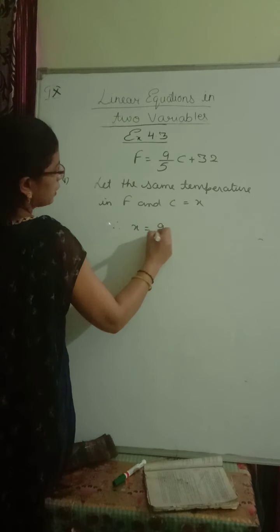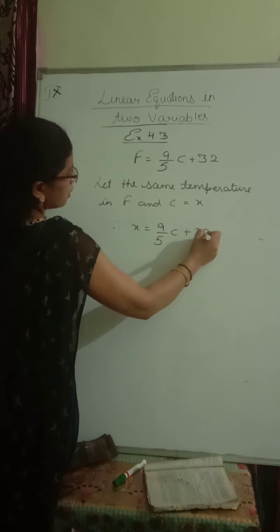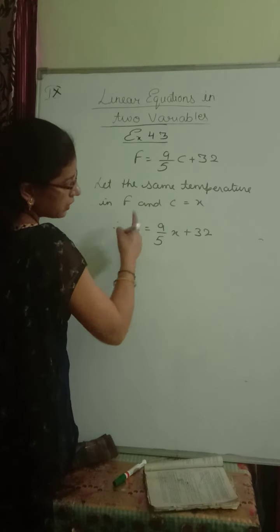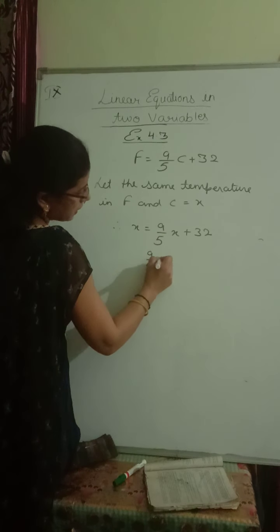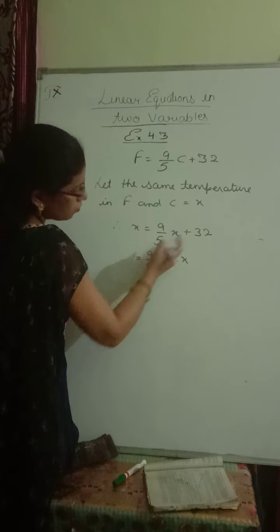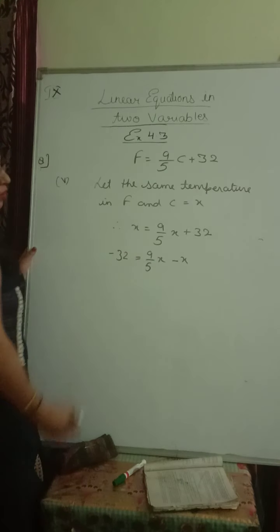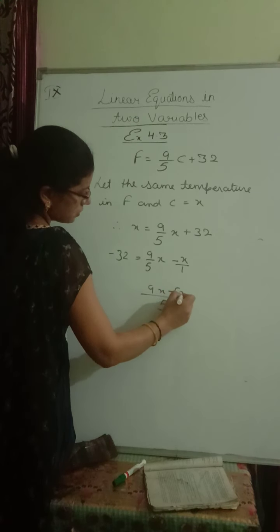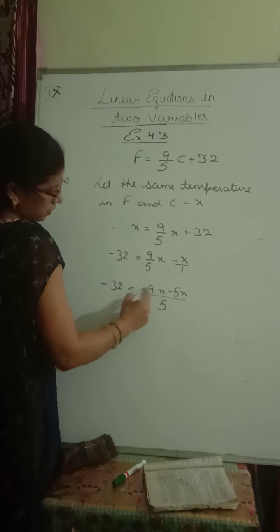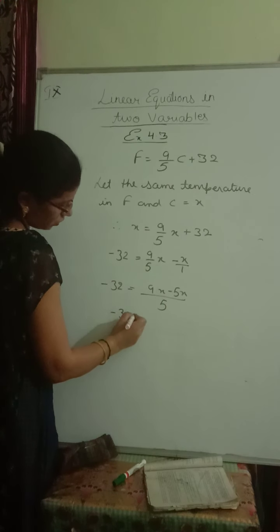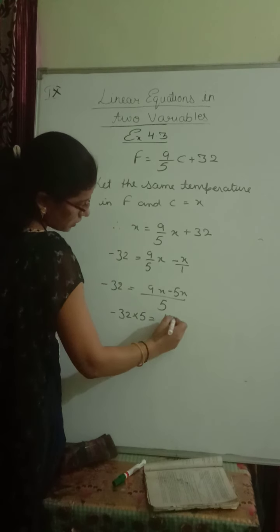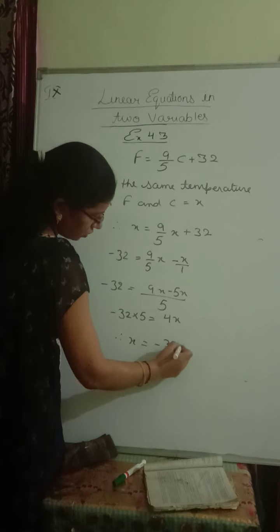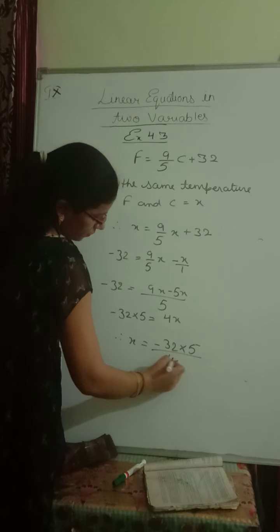Therefore, x = 9/5 C + 32. In the place of C, we have to substitute x. Now, x terms together, the constant I am bringing to this side. So 9/5 x, x this side, minus x = 32, bring it over, minus 32. So take the LCM. So 9x − 5x over 5 = −32. So 5 you will bring to this side, −32 × 5 = 4x. 4 you bring in the denominator, so therefore x = −32 × 5 divided by 4.